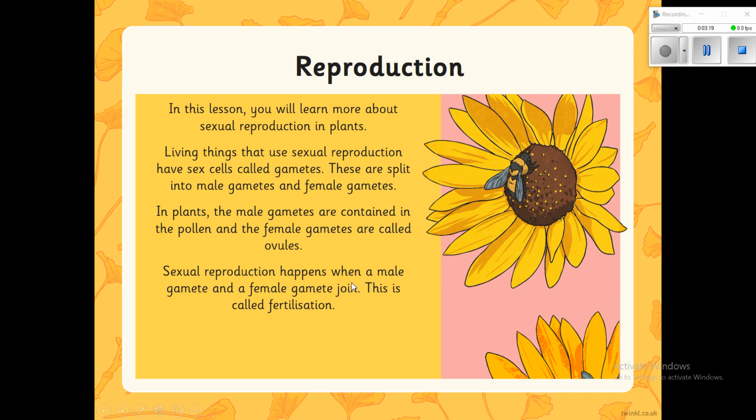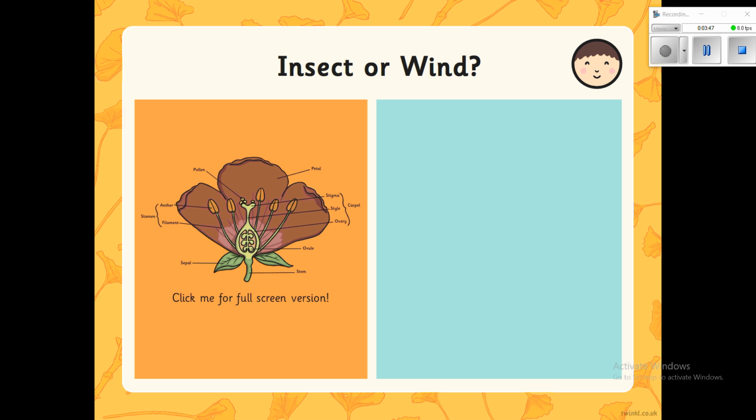Sexual reproduction happens when a male sex cell and a female sex cell join together. This is fertilization. When the pollen, which is the male gamete, meets the female gamete, which is the ovule, they join together, they fuse together, and this is called fertilization. That's how another offspring is formed, that's how a baby is formed, if you like. Sexual reproduction produces offspring that are similar to both parents but not identical to either. Like I mentioned earlier, you're similar to your parents, but you're not identical to them.